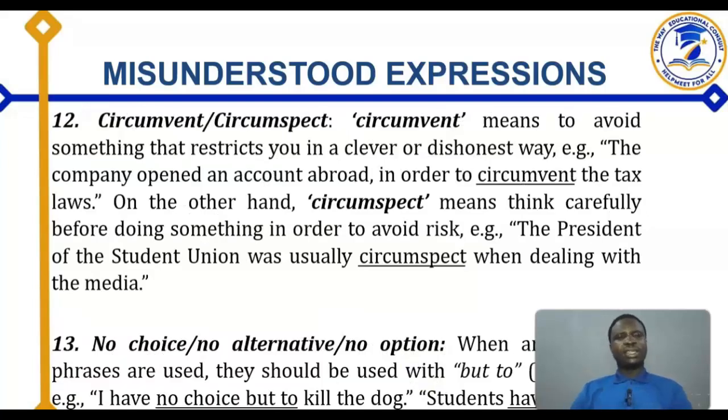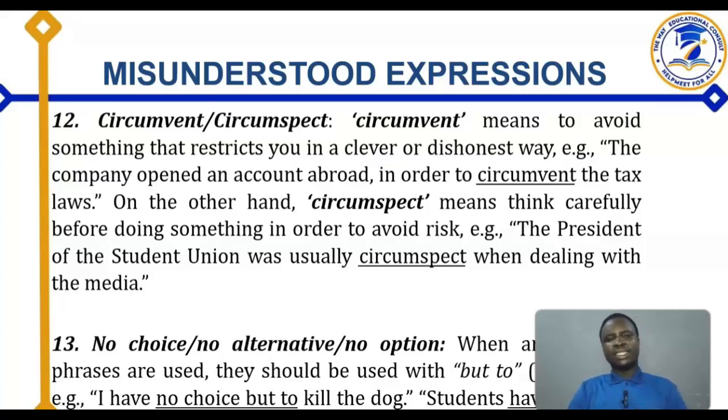The next one is circumvent and circumspect. Circumvent means to avoid something that restricts you in a clever or dishonest way. Take note, something is restricting you, something is hindering you, or you consider that thing as a problem, then you avoid it in a dishonest or clever way. For instance, the company opened an account abroad in order to circumvent the tax laws, in order to avoid or even evade the tax. That is circumvent, to avoid something, especially in a dishonest way.